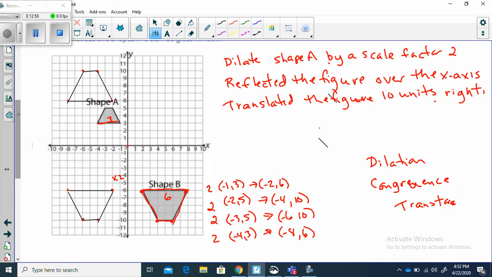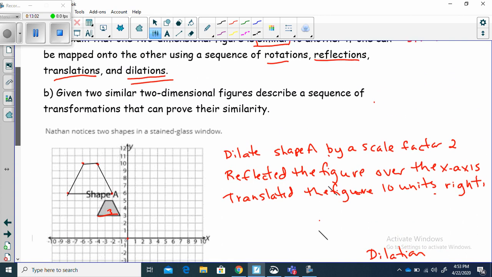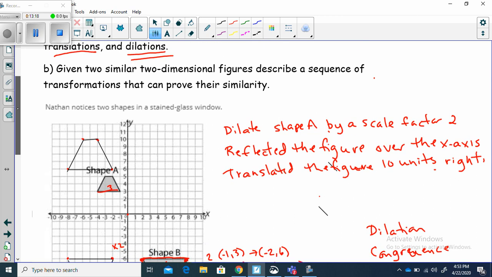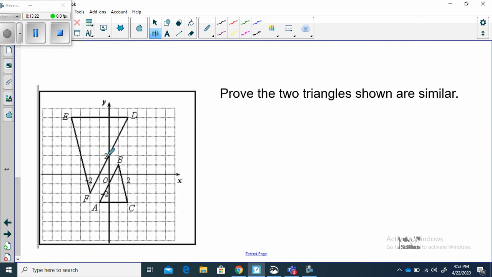Now, let's come down here, because remember on our standard it said given two similar two-dimensional figures, describe a sequence of transformations that can prove their similarity. We actually did that right here. I showed you that if we used a dilation and then the congruence transformations, the two were similar because I could map them on top of each other. Now we're going to be asked to prove that these two are similar by doing just that.